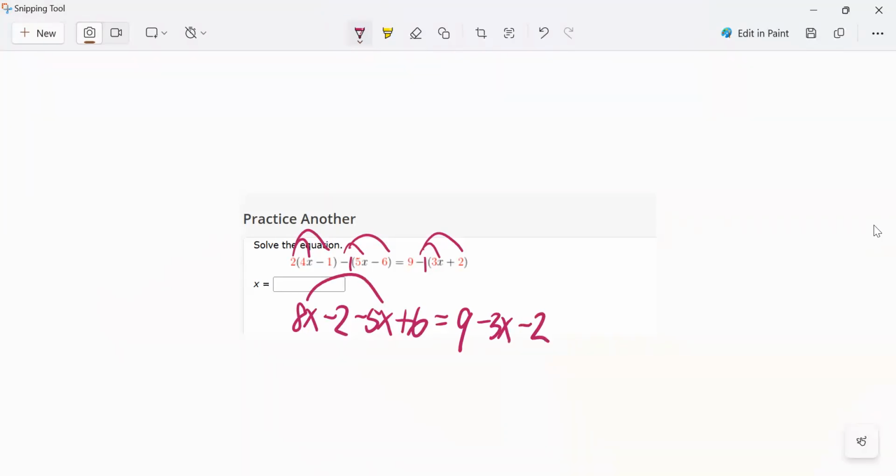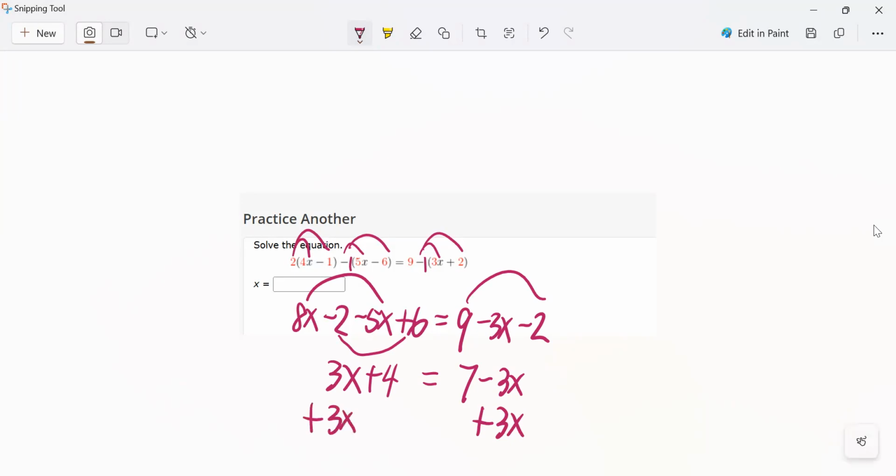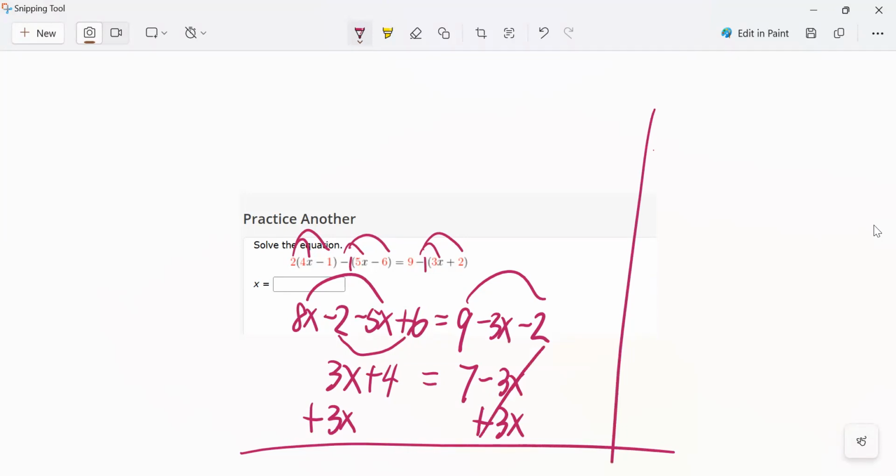Now combine like terms. 8x minus 5x is 3x. -2 plus 6 is positive 4. On the right, 9 minus 2 is 7. So 3x plus 4 equals 7 minus 3x. Now I combine both variables: I move the smaller one to the bigger side. Add 3x to both sides. Cancel that, and 3x plus 3x is 6x, plus 4 equal to 7.